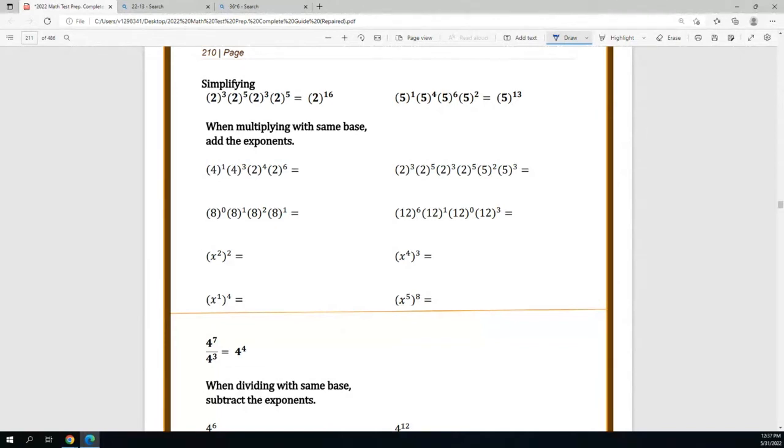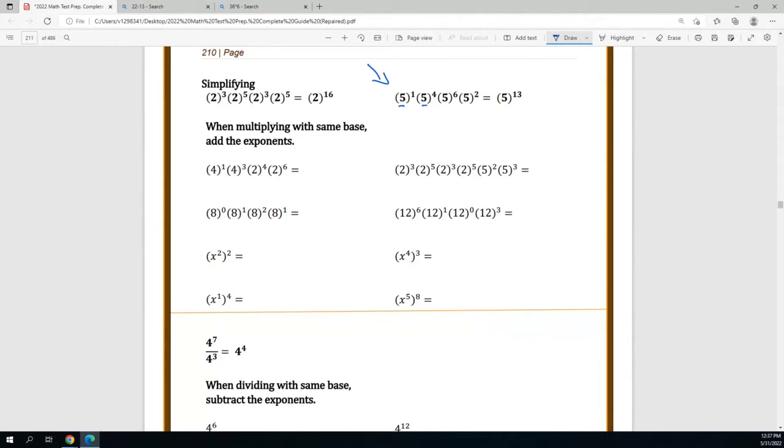Simplifying with exponents. This is actually pretty easy when we get an explanation of what it's actually going on here. So let me show you. Let's look at this example right here. You'll notice that you have 5 to the power of 1, and you're multiplying that times 5 to the power of 4, and you're multiplying that times 5 to the power of 6, and you're multiplying that times 5 to the power of 2.